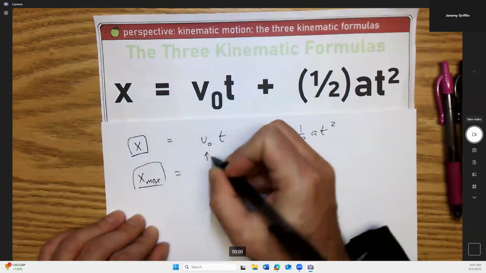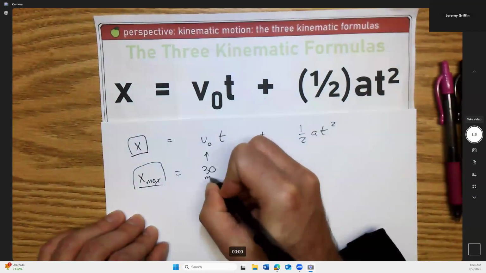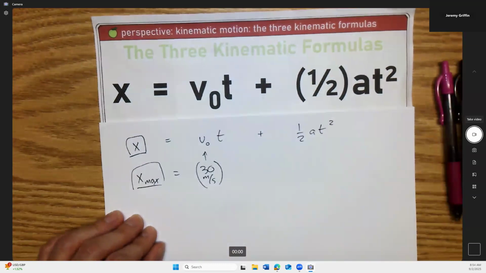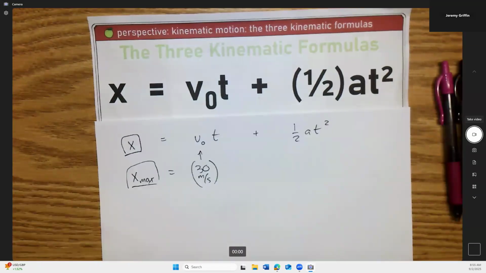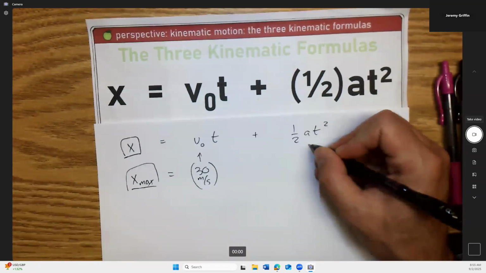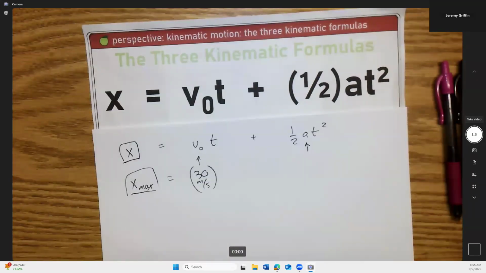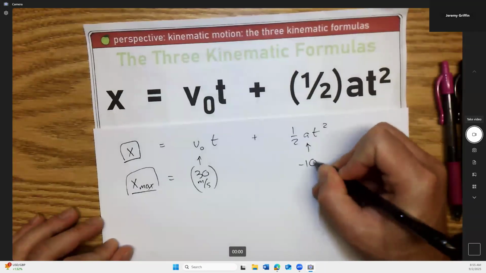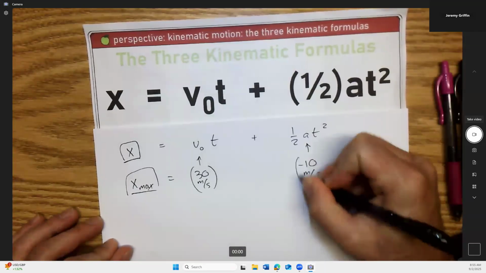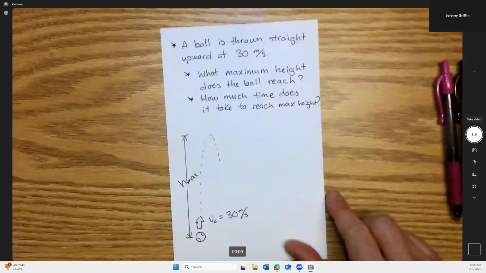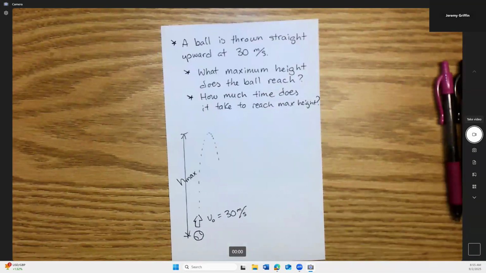I know initial velocity was, I said, 30 meters per second. So I got that right there. What else could you know? Do you know anything else here? Acceleration. Yes, because what would be a good number to put right there? -10. Yeah, let's go with that. Like you said, negative 10 meters per second squared, right there.